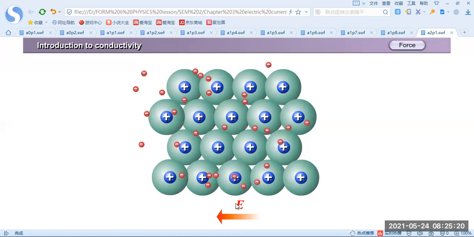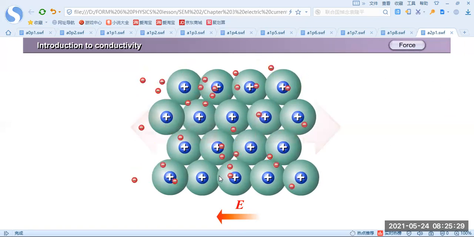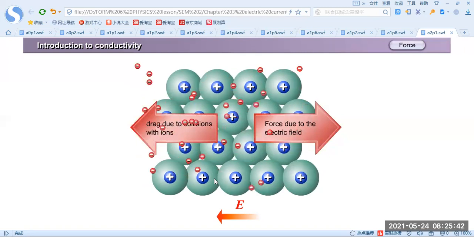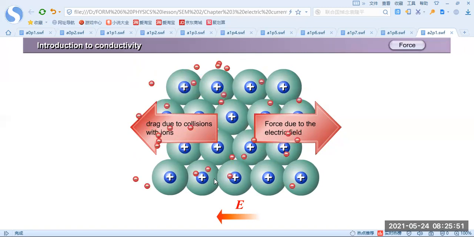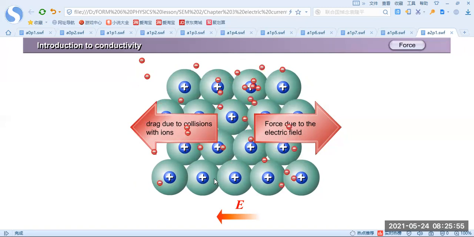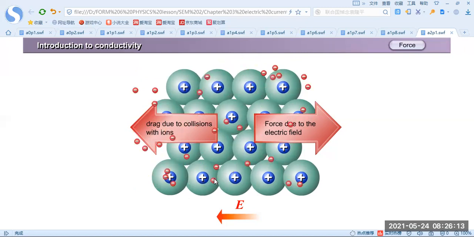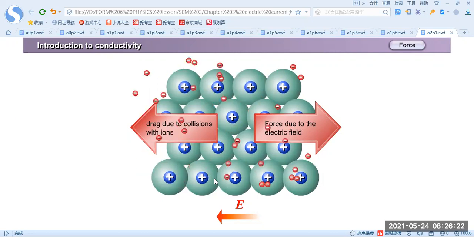Any charge in the electric field will experience an electric force. So when it moves, we notice that there are two forces on each of the negatively charged electrons. First is the force due to the electric field. The direction of the electric force is opposite to the electric field for a negative charge, because for negative and positive charges the forces experienced are in opposite directions. So the negative charge moves opposite to the electric field because the electric force produced is in the opposite direction to the field.